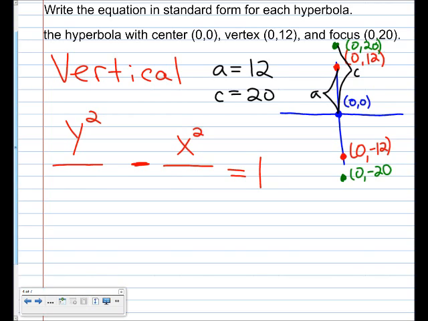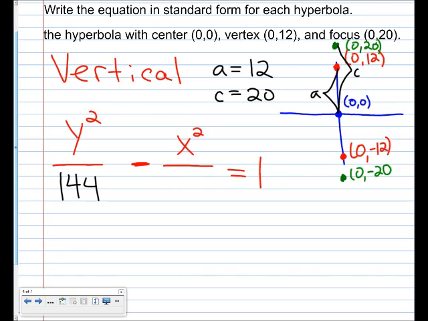Which way did we go for the 12? Did we go up and down or left and right? Up and down, which is with which axis? Y. The y-axis. So the y gets what in the bottom? 144. Yep, we went up and down 12. So 12 squared is 144. So now we need to find B, because B is going to go here.